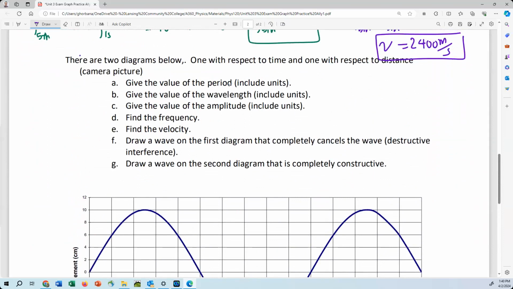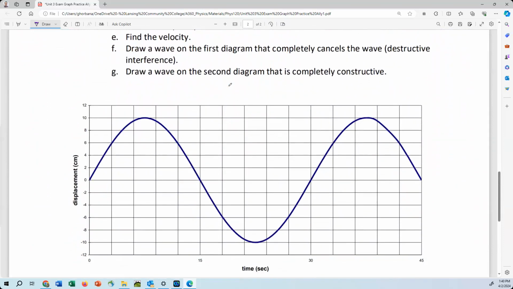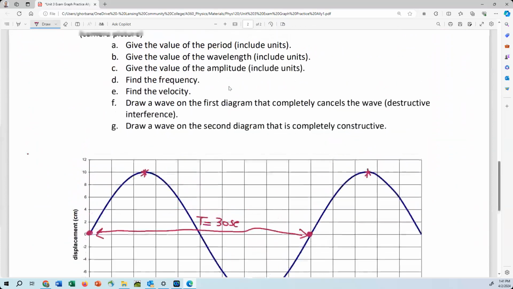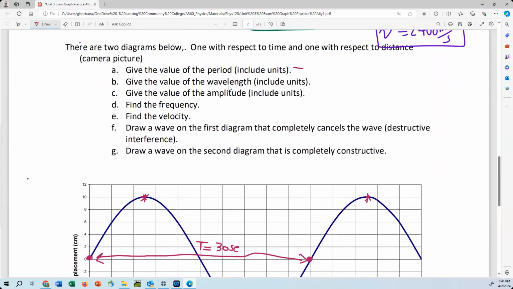Which one are we supposed to use to find the period? The first one. Again, the distance between two consecutive points, the distance between two crests. There is no trough, so we cannot use that. This one will give us T. From here to here is 30 seconds. So the period will be 30 seconds.